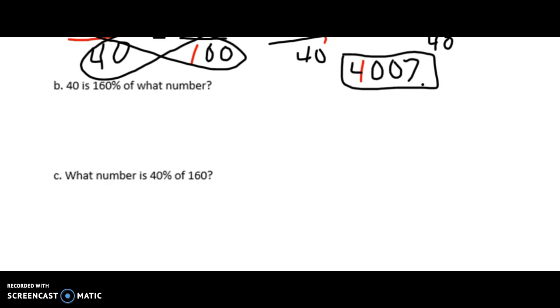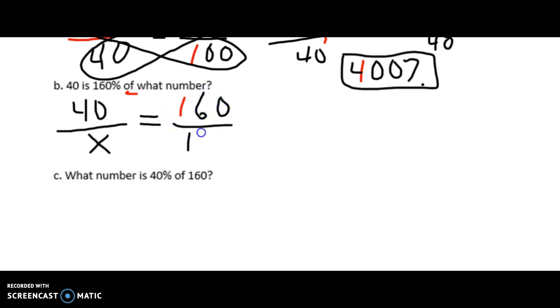Same process. 40 is 160% of what number? So that tells me that 40 is my part, and I don't know my whole because it says of what number. So that's my unknown. So I have 40 over x equals, now if it's 160%, I know that percent is part of 100.